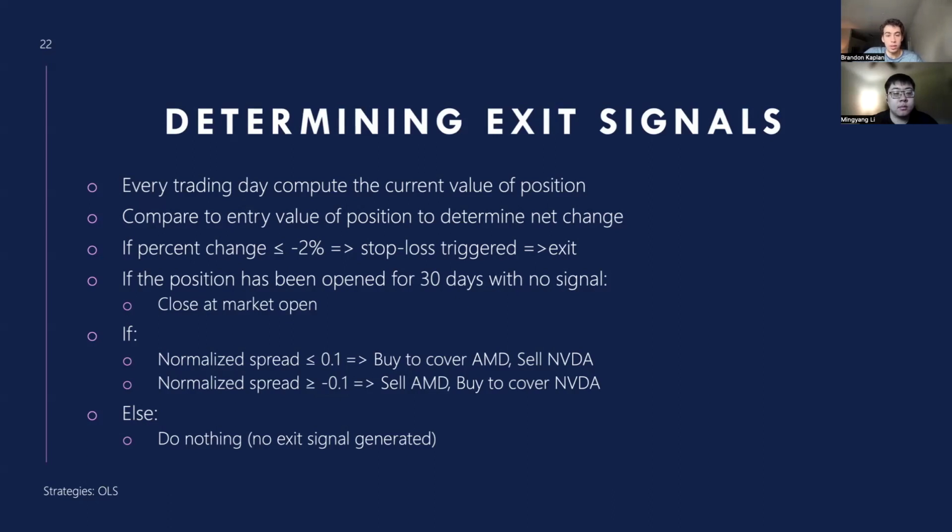And when the normalized spread is greater than or equal to -0.1, we have the inverse case just as well. And we would sell our long position in AMD and buy to cover NVIDIA. If none of these things occur, then we really don't have any signal and we just do nothing.